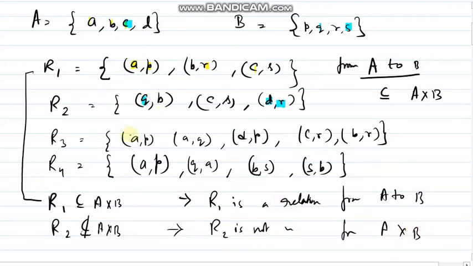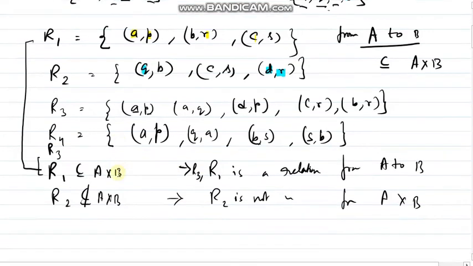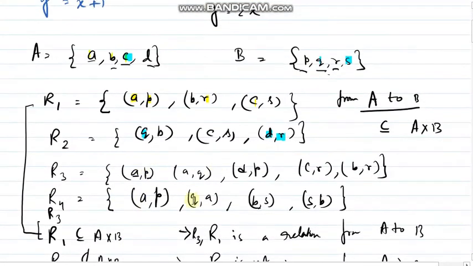What about R3? Just check. (a, p) is fine. (a, q) is also fine. (d, p) is fine. (c, r) is fine, and (b, r) is also fine. So R3, similarly to R1, is also a relation from A to B. Just check R4: (q, a) is present, so it won't be a relation from A to B.